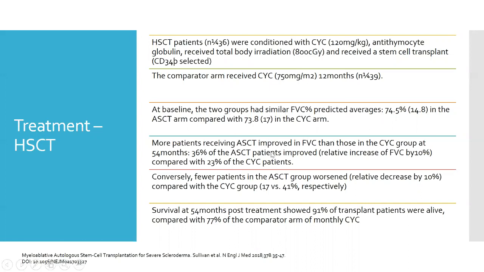And what we saw was more patients who received autologous stem cell transplant improved their FVC than those in the cyclophosphamide group. So it was 36% improved compared to 23%. And conversely, fewer patients in the autologous stem cell group worsened when compared to the cyclophosphamide group.